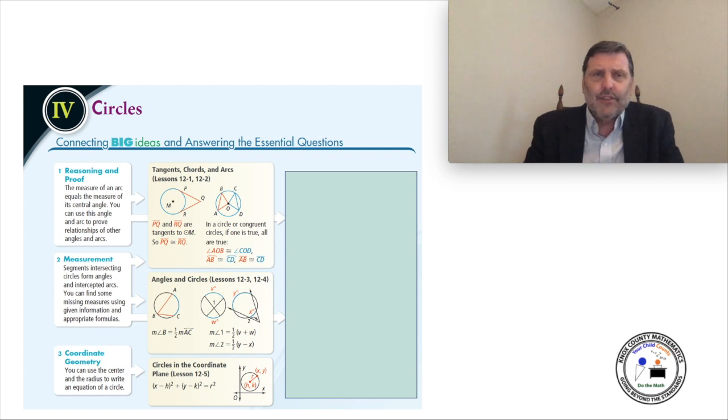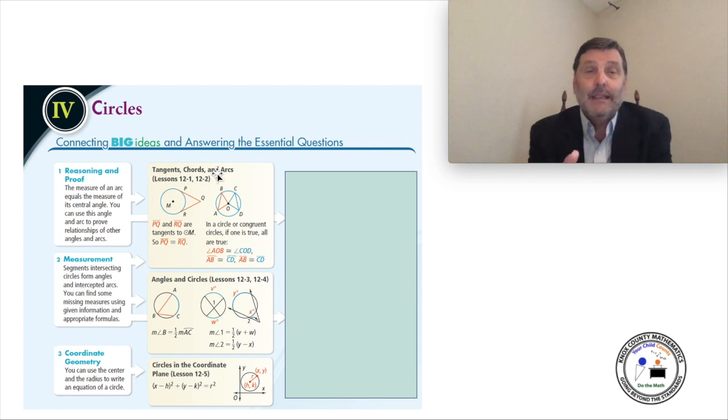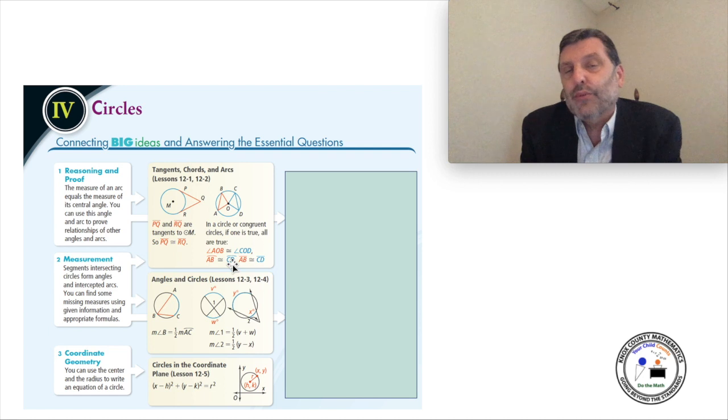The big ideas: reasoning and proof, measurement, and coordinate geometry. We've got tangents, chords, and arcs. We're going to define what each one of these are. Then we're going to talk about angles around circles. So the first is tangents, chords, and arcs. Those are segments that revolve around a circle. And then the second part, angles, the particular type of angles in a circle.